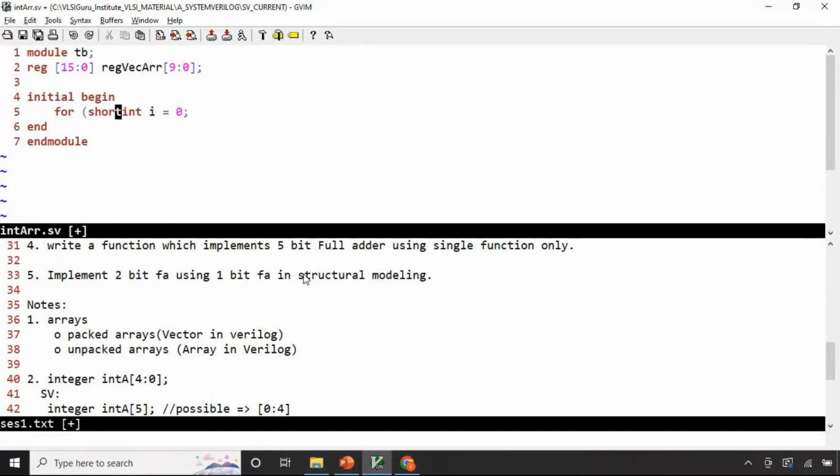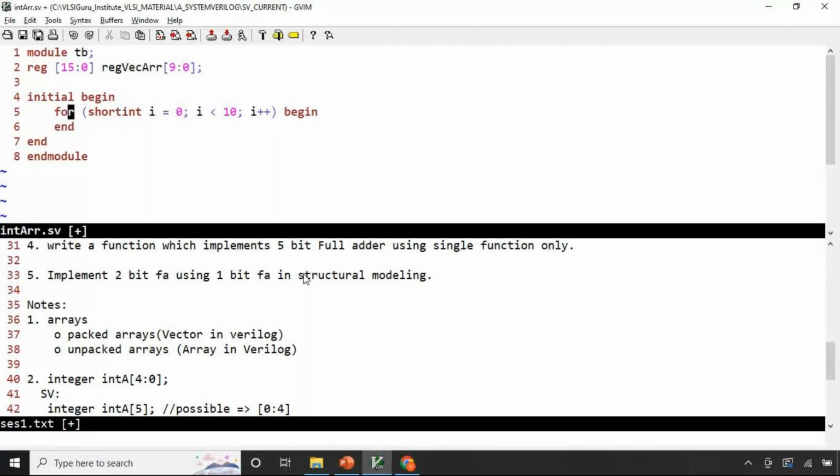Why I would use short int is that it will reduce the memory usage. Int will require 32 bits, short int will require 16 bits. i less than 10. i plus plus. No need to write i equals i plus 1. Just write i plus plus. SystemVerilog supports that. Verilog doesn't support it.